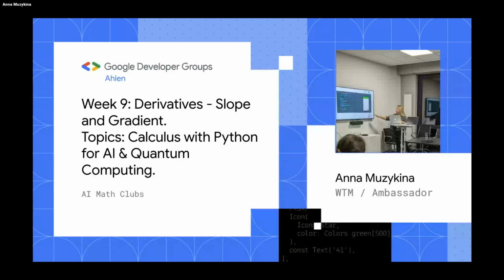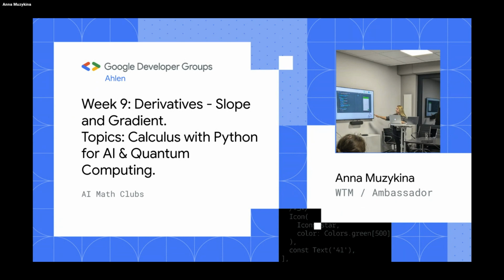So, welcome back everyone to week 9 of our Calculus with Python series. Last week we established the crucial concept of limits, understanding how functions behave as inputs approach a certain value. And today we build directly on that foundation to explore derivatives.